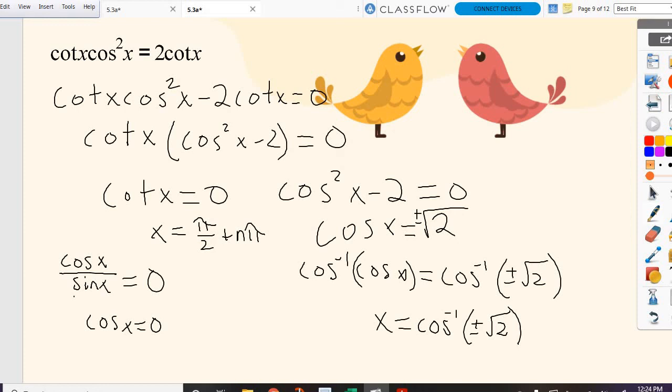Well, let's think about our y value for our cosine graph. What do they have to be between? Where's our maximum and minimum? 1 and negative 1, right? So that means that our value on the right-hand side also has to be between 1 and negative 1. Square root of 2 is outside of that, so we don't get an answer for that. So that means that our only answer would be that one.